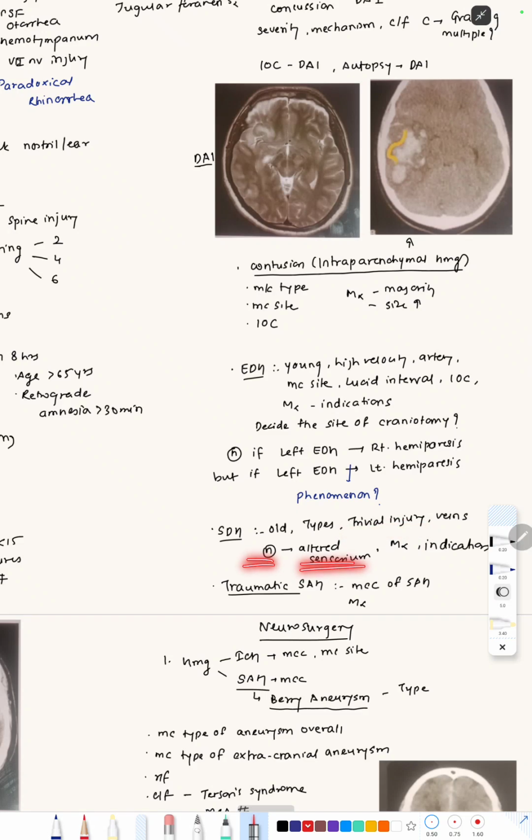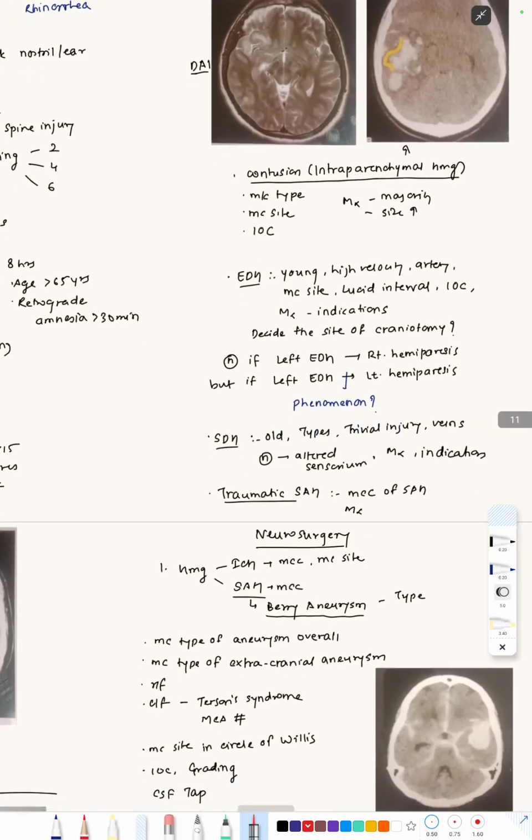Initially they are normal, then it leads to altered sensorium. The veins that are involved are the bridging veins. Management is again craniotomy. What are the indications for management? If any one of the following, that is, if the clot thickness is more than 1 cm and more than 5 mm of midline shift, or any two of these three, that is, more than 2 point drop in GCS, ICP more than 20, and fixed dilated pupil.